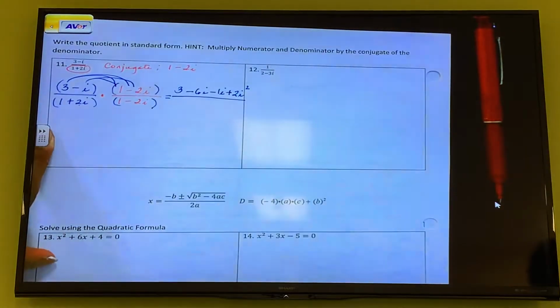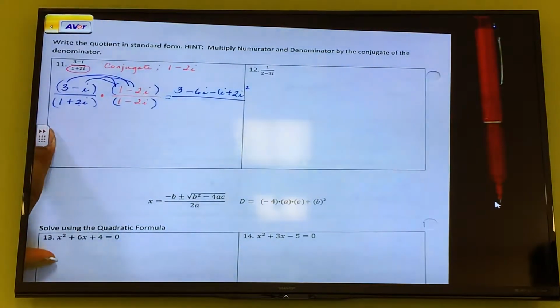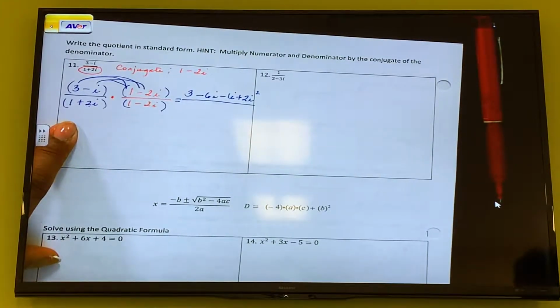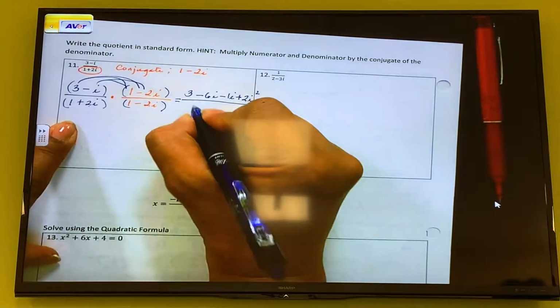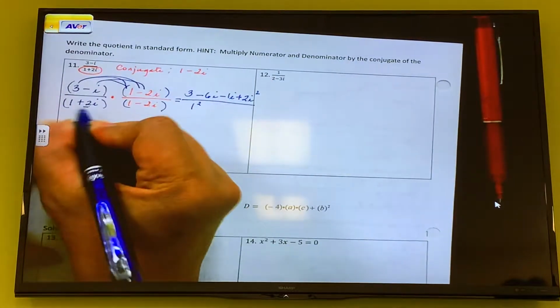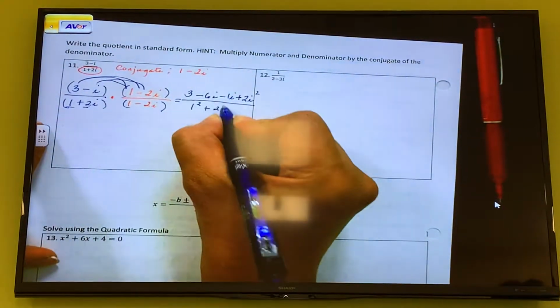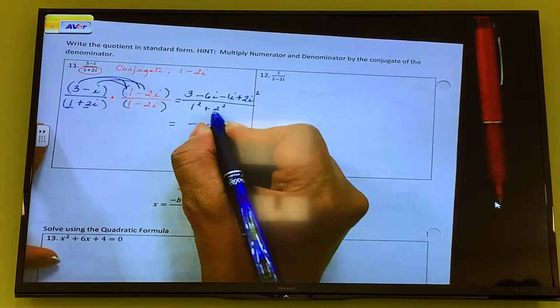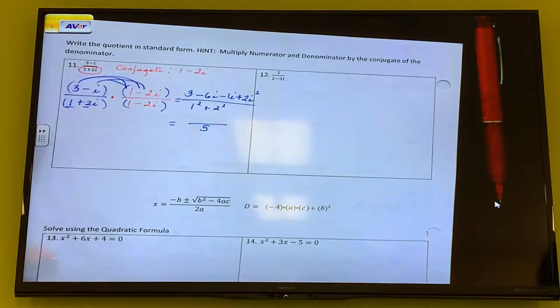Okay. Then let's work in the denominator. They're complex conjugates, so we just square the a, square the b. The a is 1, so 1 squared. The b is 2, so 2 squared. What's that? 5. That would be 5, right? So the denominator then is 5.